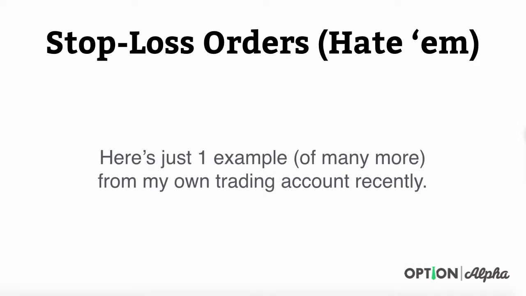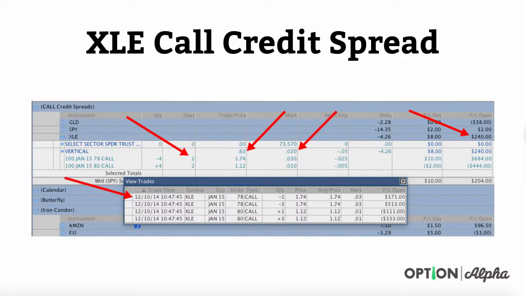So here's just one example of many, many more from my own trading account that we recently experienced. We had sold a credit call spread above the market in XLE. And you can see here we put the date of the trade. We sold this strategy on 12/10, and it was a 78/80 call spread above the market. So ideally, this trade would be losing money if XLE traded anywhere above 80. We'd be losing a lot on this position if it stayed up there.